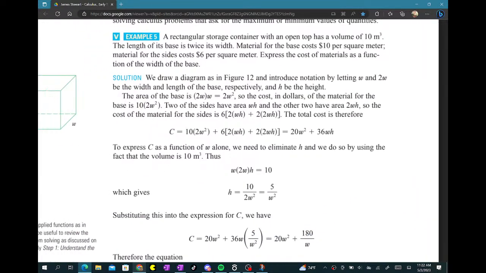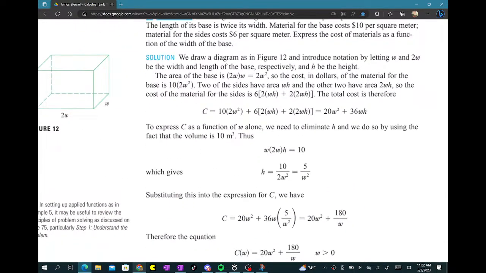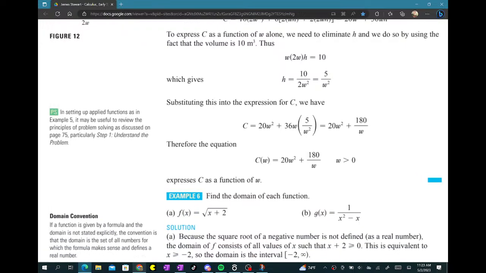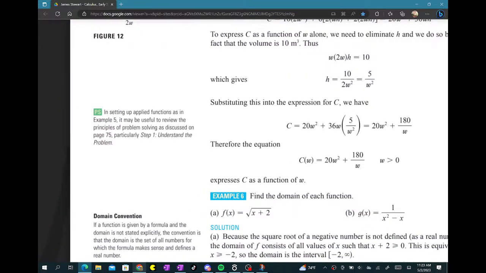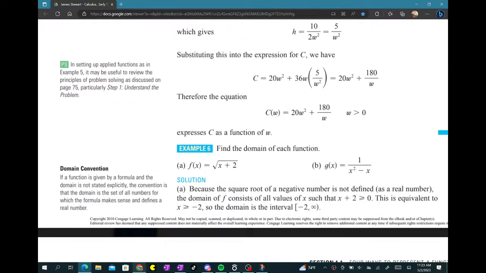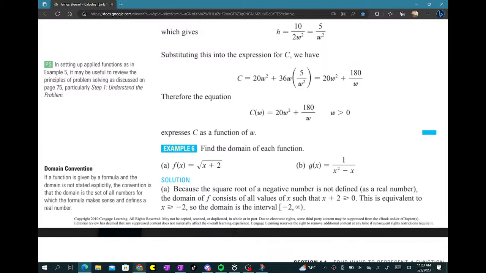So this is how they work it out. To express C as a function of W alone, we need to eliminate H, and we do so by using the fact that the volume is 10 meters cubed. So they just use algebra here to solve the problem, and this is what we're going to have to do for some problems in calculus as well. It's a lot of algebra.